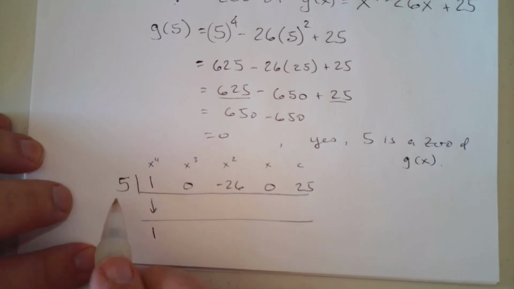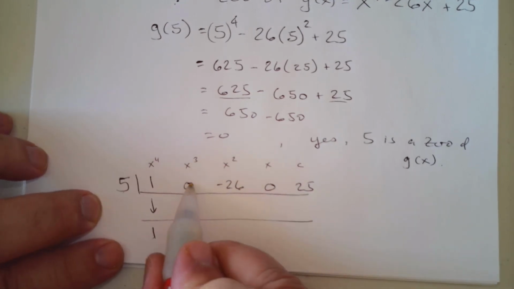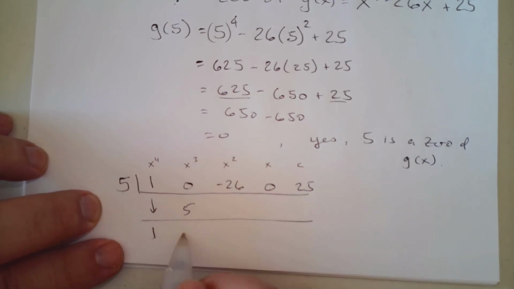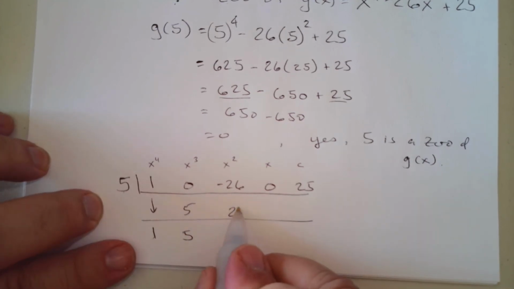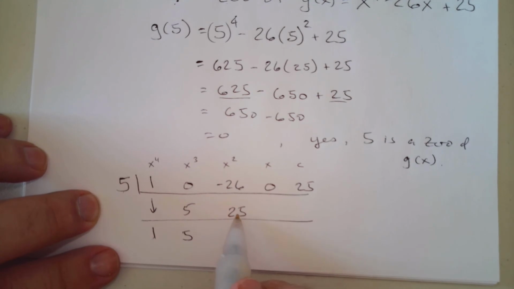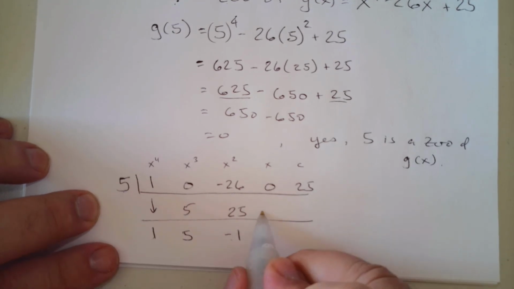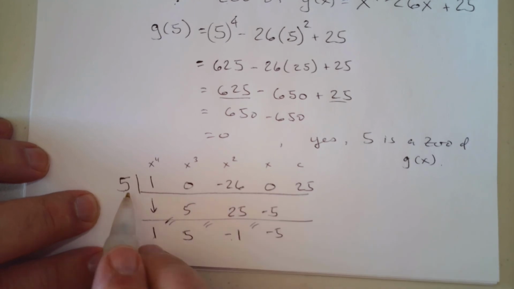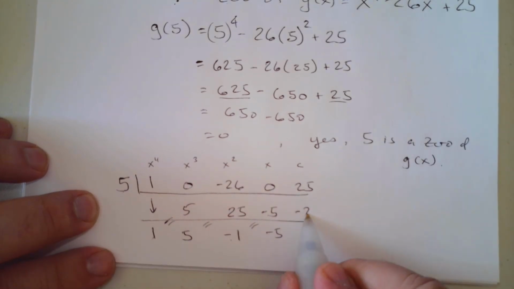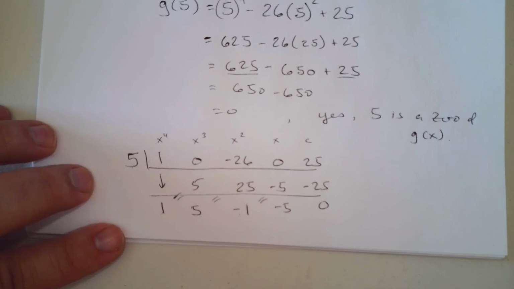Bring down the first term. 5 times 1 is 5. 0 plus 5 is 5. 5 times 5 is 25. 25 minus 26 is negative 1. 5 times negative 1 is negative 5. Zero minus 5 is negative 5. 5 times negative 5 is negative 25. The remainder is 0.